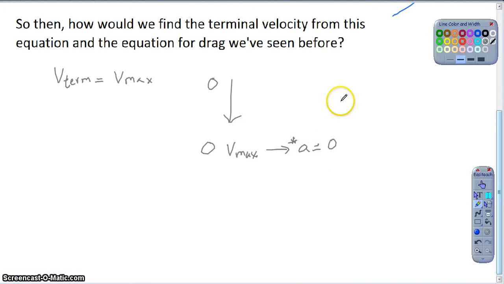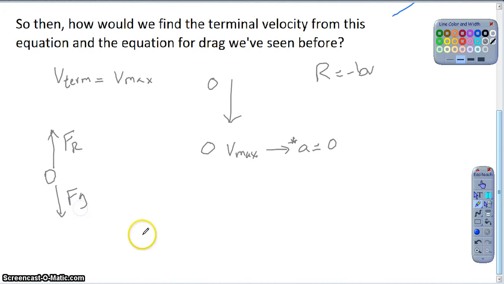If I want to find an equation for my terminal velocity, in terms of either my r equals negative bv or the drag equation that we've seen before, it doesn't make any difference. The key is that the terminal velocity happens when the force of air resistance is equal and opposite to the force of gravity pulling down. Because only when those two forces are equal and opposite would my net force be 0, and my net acceleration be 0, right? So if I want to determine an equation for my terminal velocity, that happens when my force of gravity is equal to my resistive force.